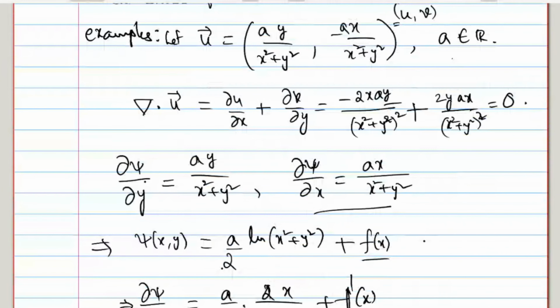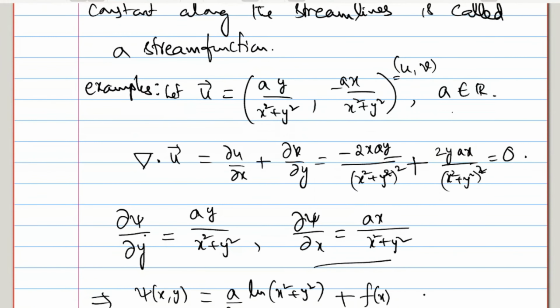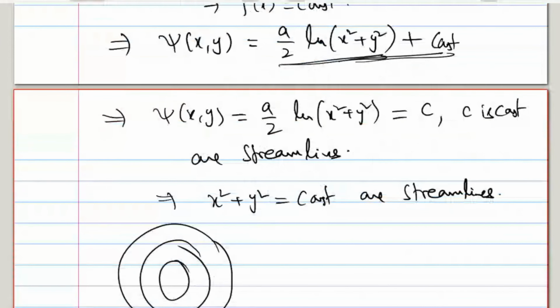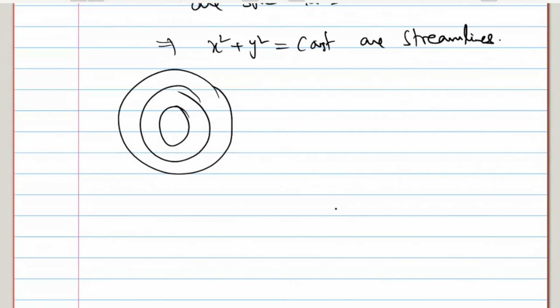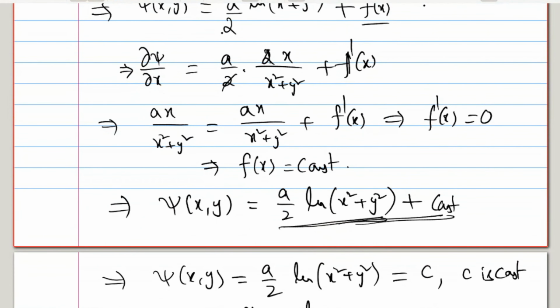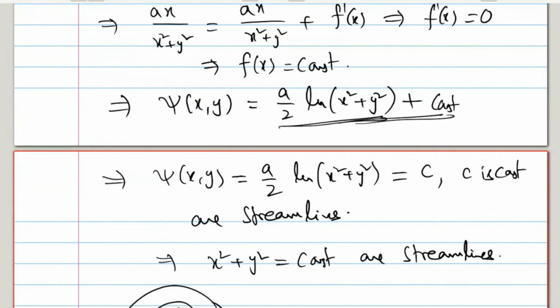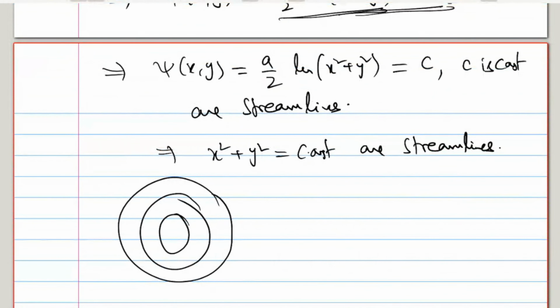Yes, but sir, if we take exponential, then it will always be positive. See, A is positive. What did you say? Sir, when we calculate streamlines, then taking ln x square plus y square equal to some constant 2c by a, then again take exponential, then exponential always becomes positive. Yeah, that's okay. So x square plus y square equal to constant. It's always positive anyway.